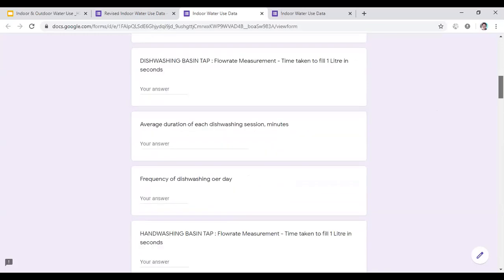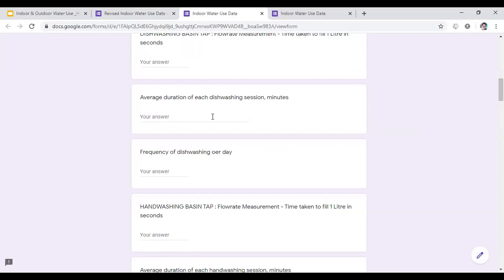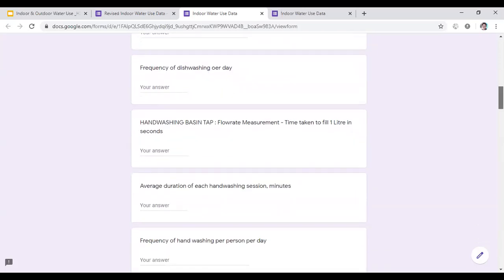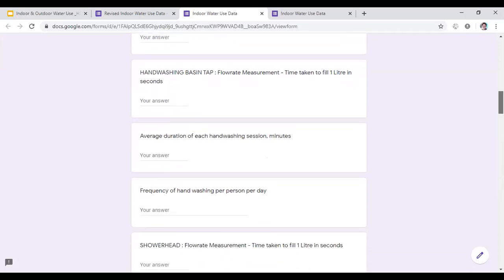And then you ask the householder about the time duration they use for each dishwashing session, and then the frequency of washing per day. So that finishes the kitchen area. Now you're going to the bathroom area, and you're asking about the hand washing. So you look at the hand washing basin tap, and again measure the flow rate by filling up a 1 liter bottle, or even sometimes you may use a 1 liter mug, especially if it's a hand wash basin. You may not be able to stick a bottle in, so use a mug with a wide mouth and you can stick it in. And so you fill that and note down the seconds.